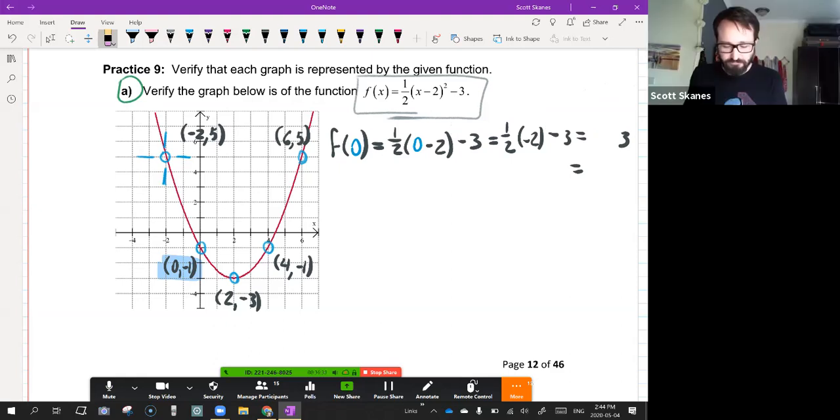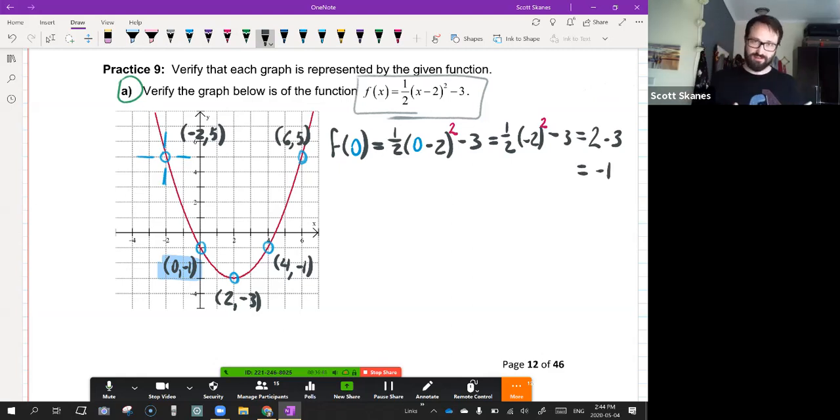Mm-hmm. Good call. You're right. It's a 2. That makes this way easier. Thank you. So that's a half of 4, which is 2. 2 minus 3, which is negative 1. Okay, so this confirms something.